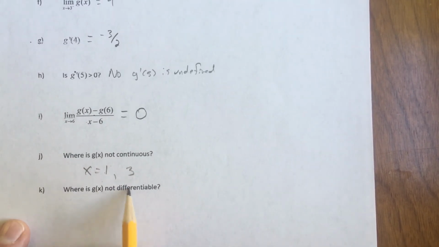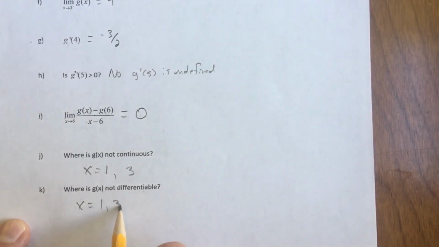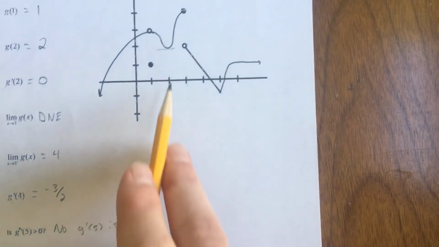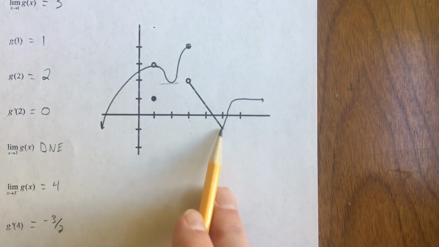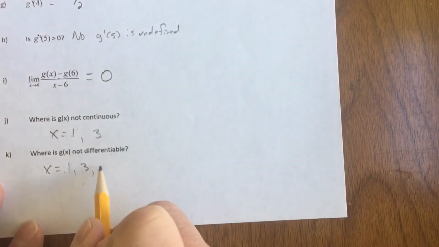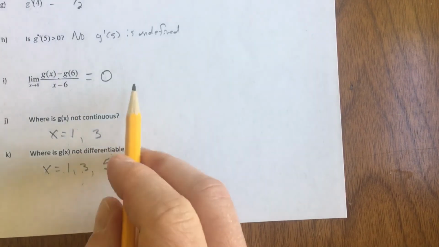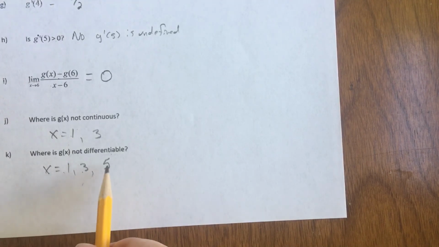Now, where is g not differentiable? So anywhere that it's not continuous, it's not going to be differentiable. So we have a problem at 1, we have a problem at 3. But we have another problem at 5. We already talked about it, that because of this sharp turn, we don't have a derivative at 5 either. The graph is continuous there. You can draw that without lifting your pen or pencil off the paper, but we're not going to be able to take the derivative at that spot. All right.